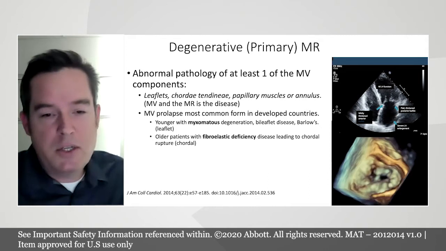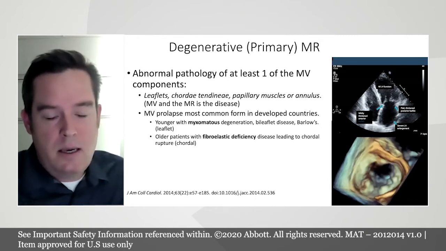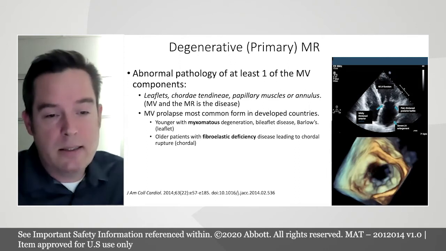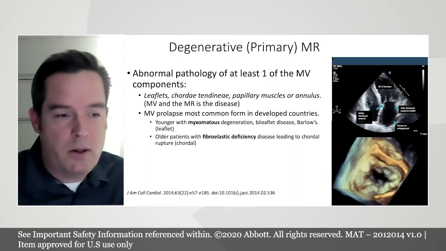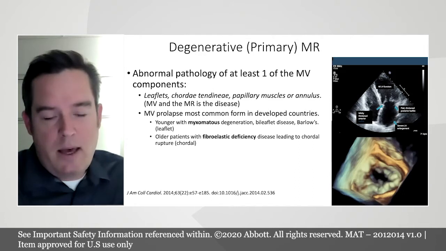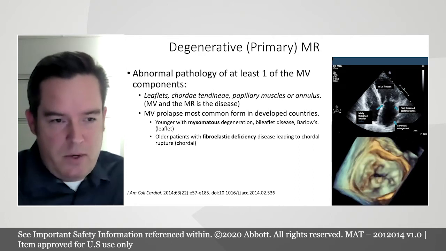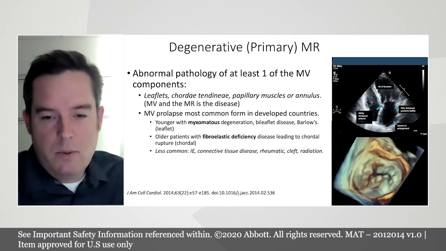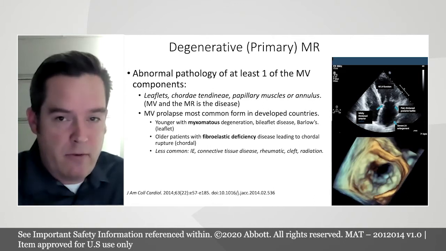Is this degeneration at the leaflet tip? Was this a prior patient with prior endocarditis? Is this fibroelastic deficiency, or is this a Barlow valve? So having all of that unique understanding for that unique patient is extremely important as we're approaching how to repair that valve.